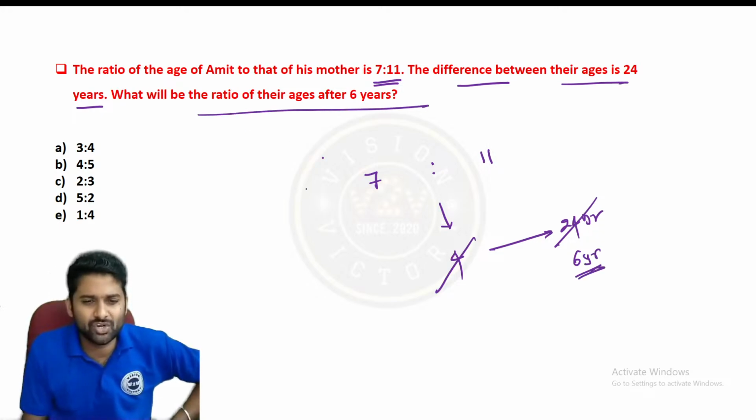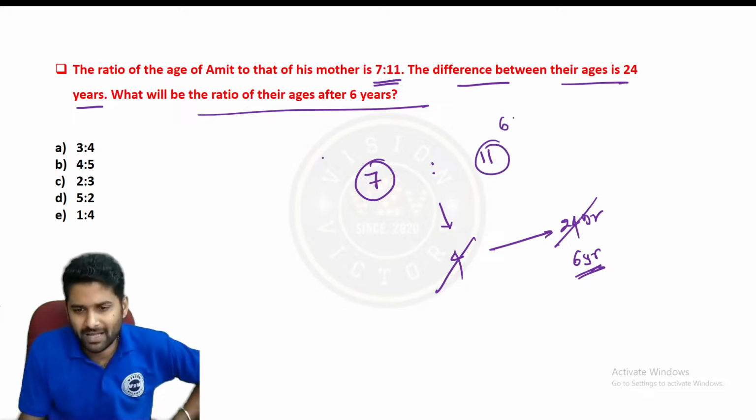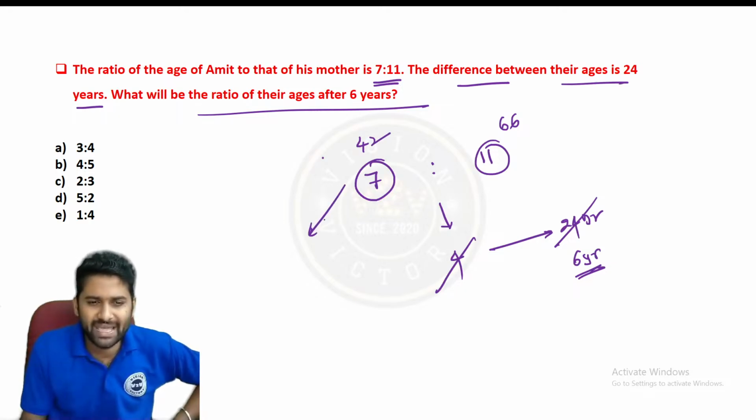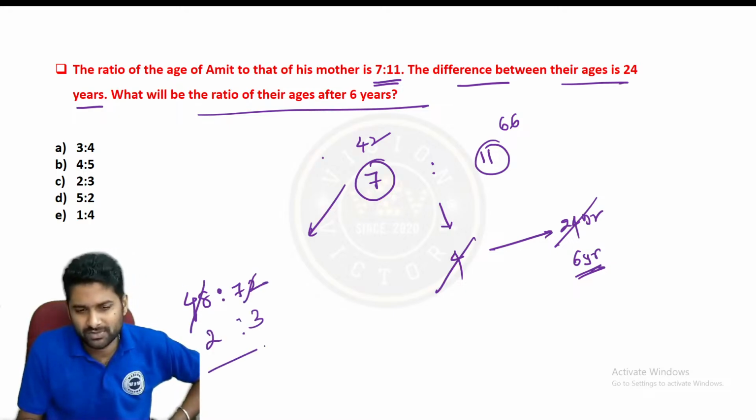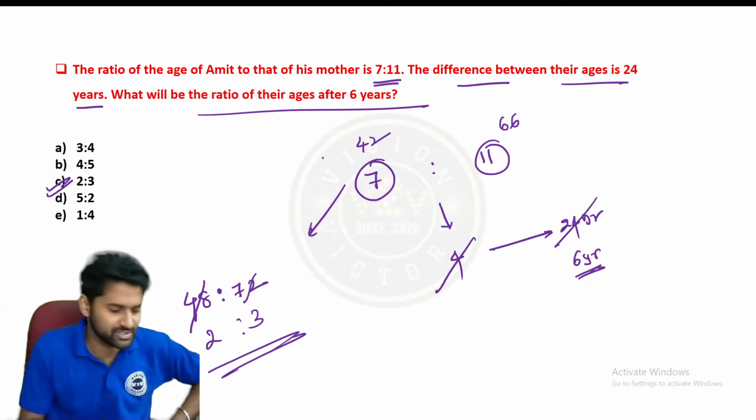Now what is the ratio of their ages after 6 years? So here the values are 42 and 66. So what is the age after 6 years? 48 is to 72. Is it clear? So it's all about the 24 table. So the respective ratio becomes 2 is to 3.